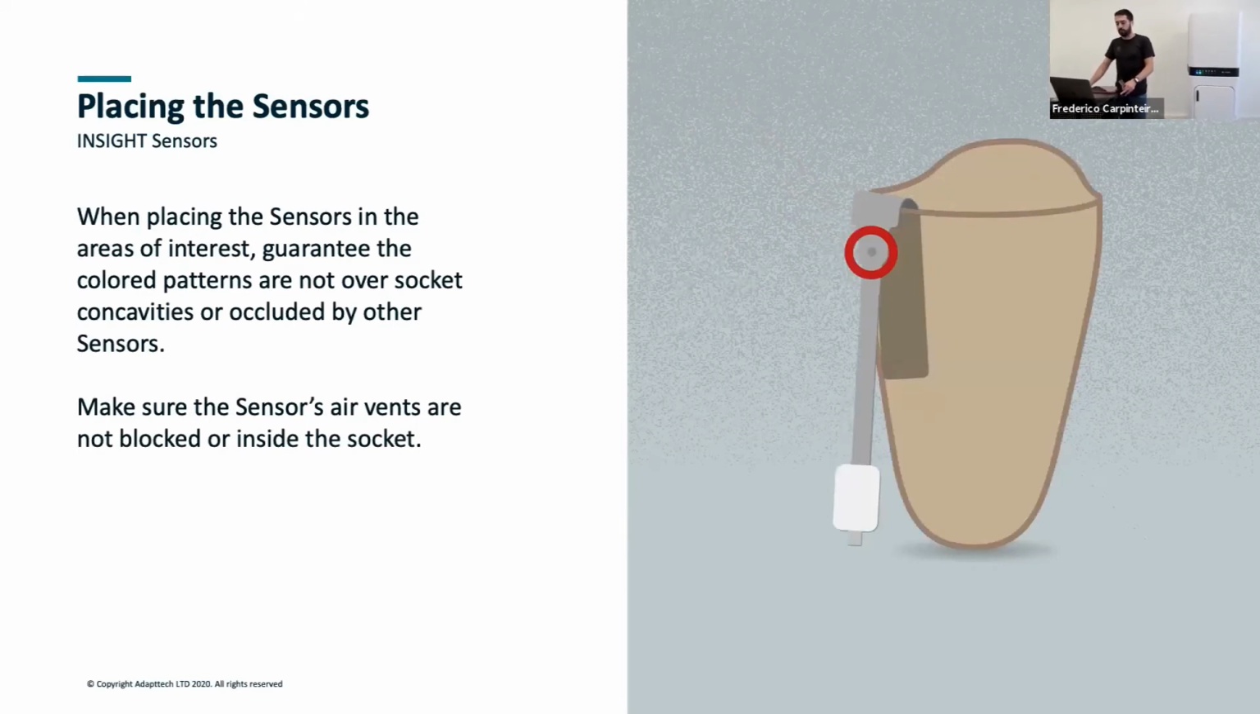So one thing that is important is, once again, make sure that the air vents are not blocked or inside the socket, ideally, and make sure that the markers are not covered. So try to avoid placing the markers on concavities or occluded areas. You can have sensors on concavities or relief areas without any problem, just not the markers, because otherwise they will not be detected by the system. The next slide.